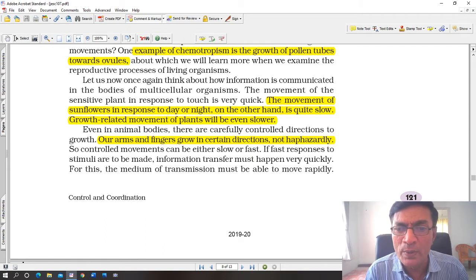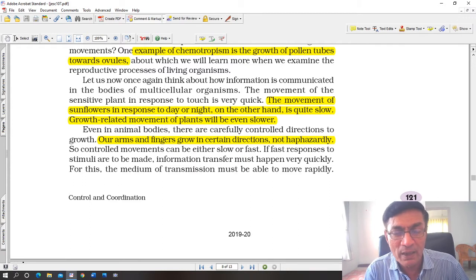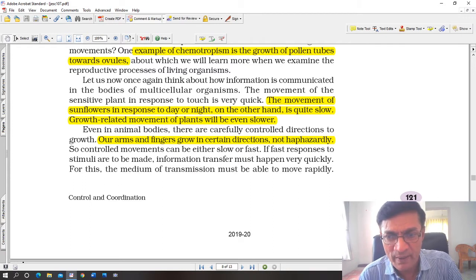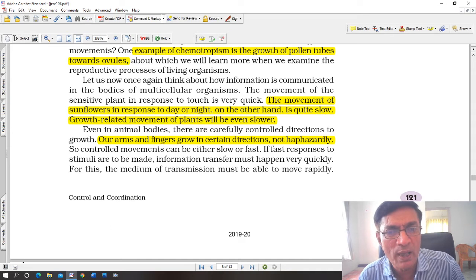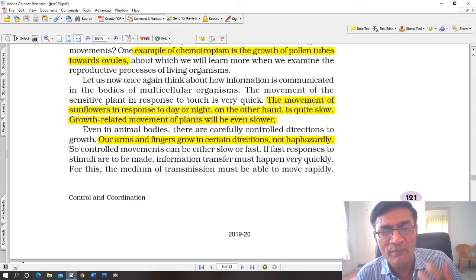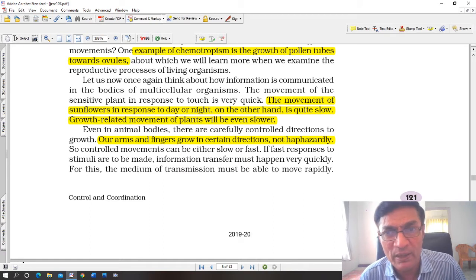So controlled movements can be either slow or fast. Okay. So whenever there is a controlled movement, that movement can be fast or it can be slow. But it depends upon the stimulus. If fast responses to stimuli are to be made, information must travel very fast, very quickly across the body. For this, the medium of transmission must be able to move rapidly.